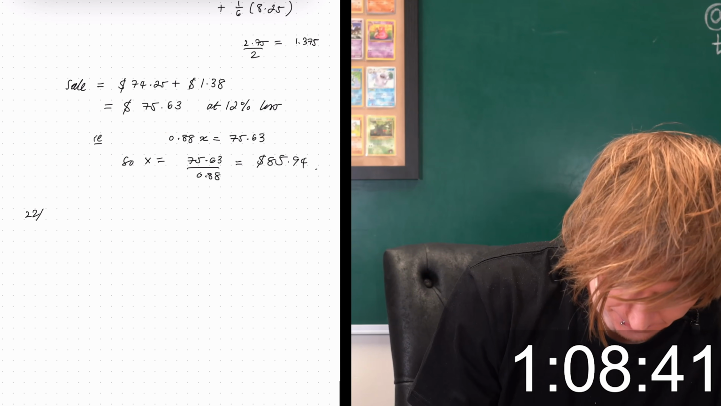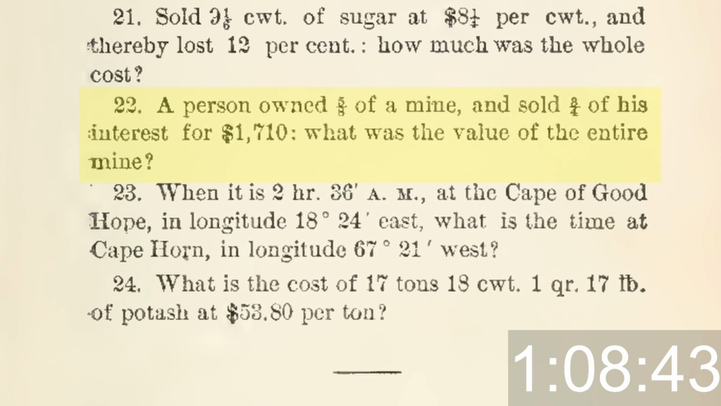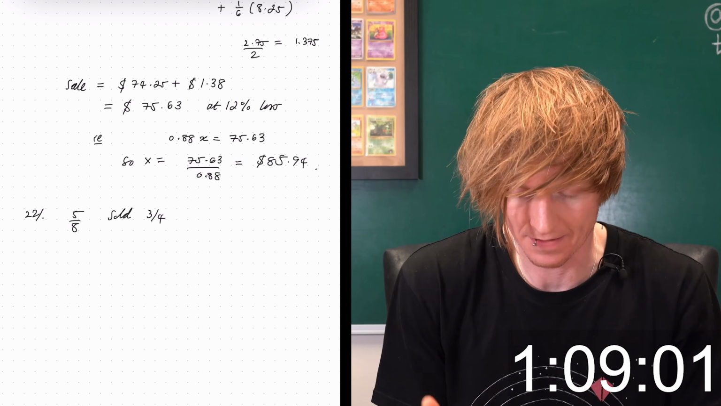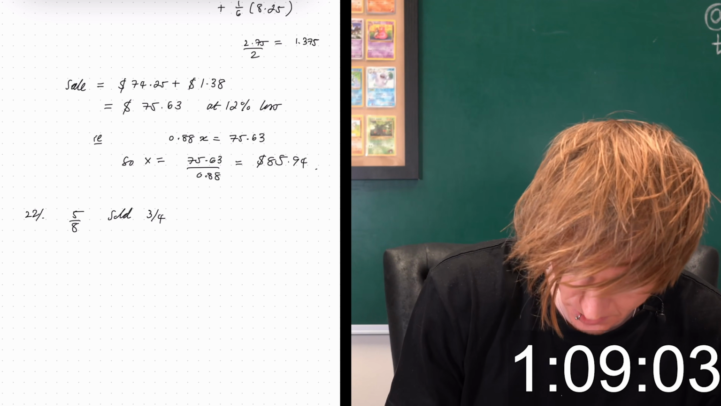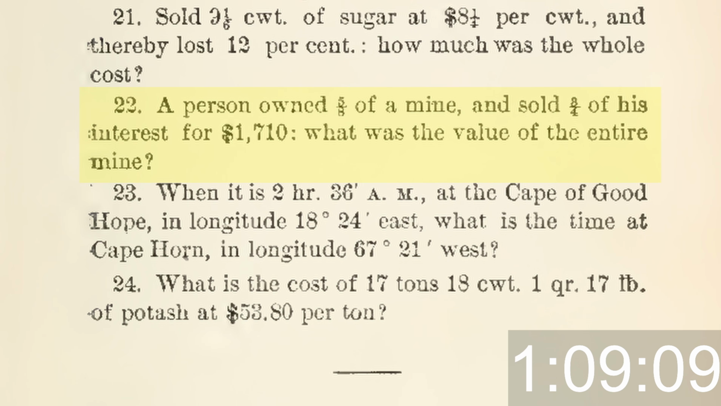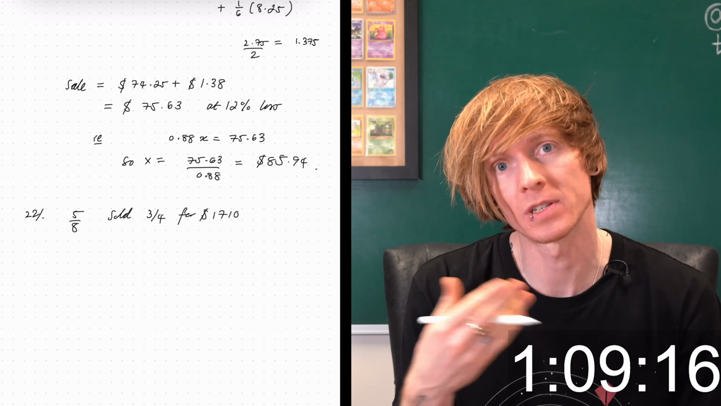22. A person owned 5/8 of a mine. Okay, so 5/8, and sold 3/4 of his interest. Okay, sold 3/4 of the 5/8. Yeah, cool. For 1,710. Okay, now this question I like. 1,710. It's going to ask me what was the value of the whole mine. Right, cool. So 3/4 of 5/8.